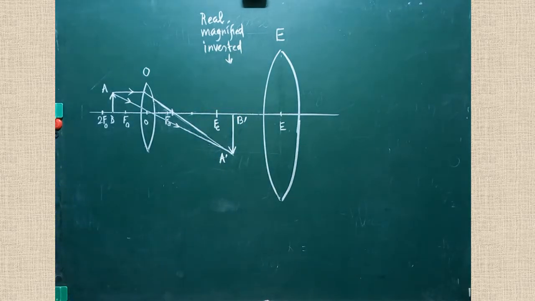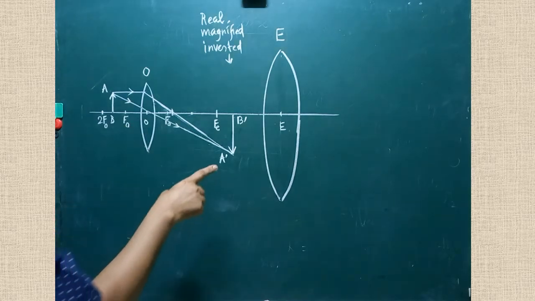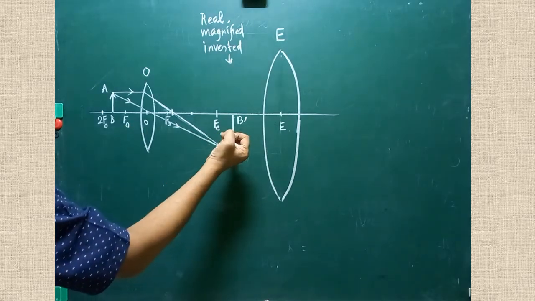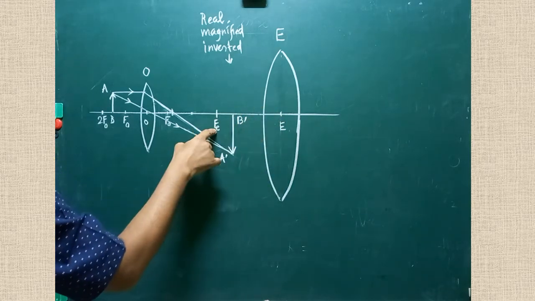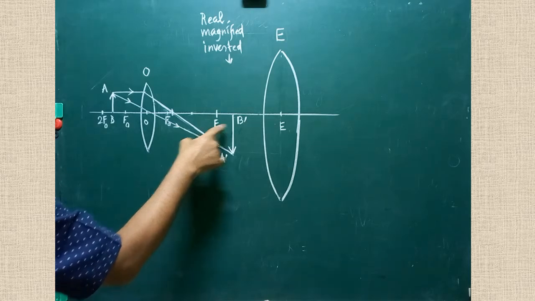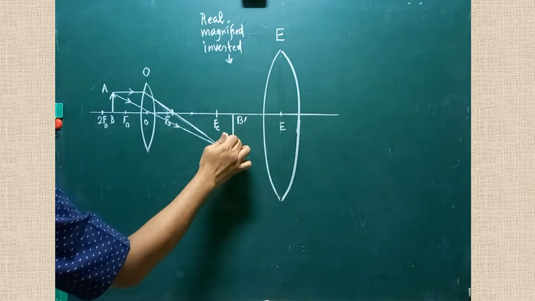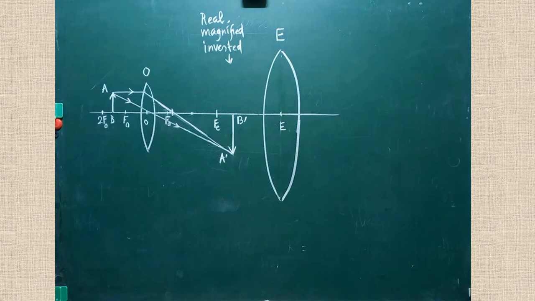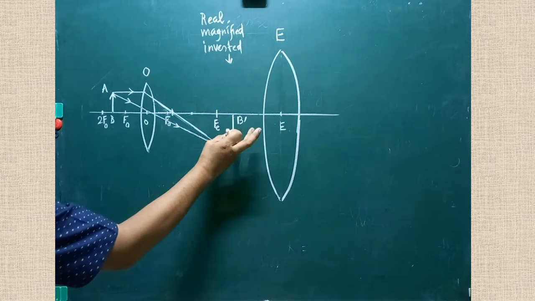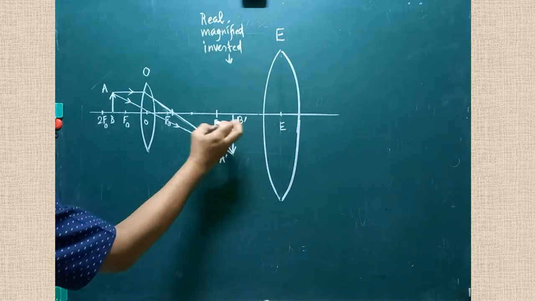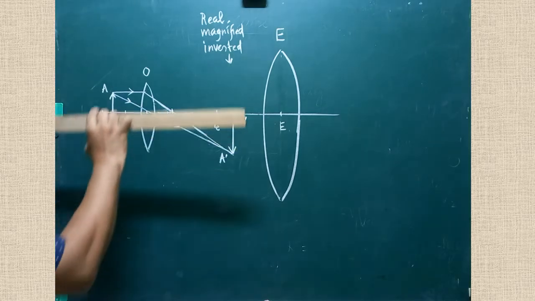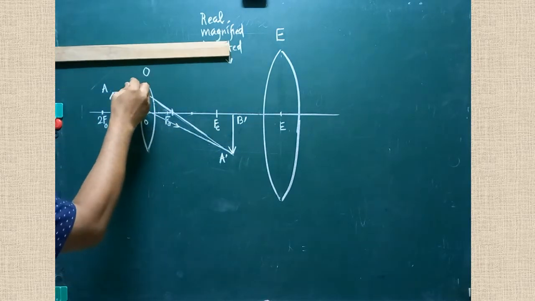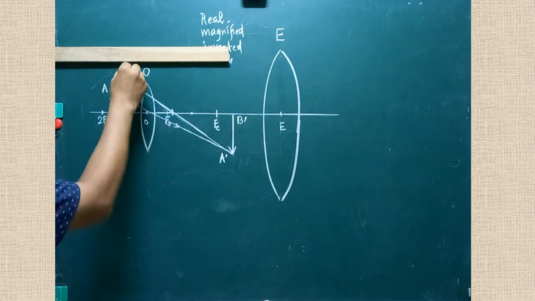Are you clear? The main thing is, while getting this image, it has to fall between the center of the eyepiece and the principal focus of the eyepiece. Within this FE and E, the image must be caught. That is very, very important. Can you understand the point? So, while the image is caught here, it should be within FE. That is very important. Can you understand? Now, I am going to draw the distances. Are you clear? First I am going to draw the distances.